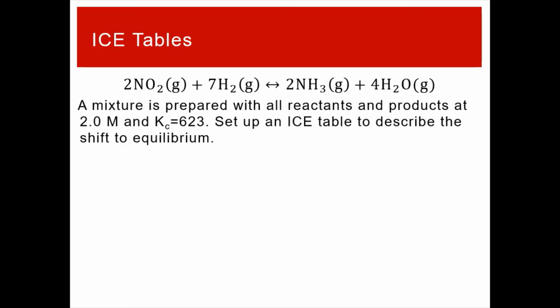In general, when we're working with ice tables, for predicting direction, we always hope that there is something that's missing, because we can use that. We just know that it has to shift to the side of anything that's missing, but we don't always have that possibility. Let's look at an example. 2NO2 plus 7H2 becomes 2NH3 plus 4H2O. Pretty serious reaction. A mixture is prepared with all reactants and products at 2.0 molar and Kc equals 623. Set up an ice table to describe the shift to equilibrium.